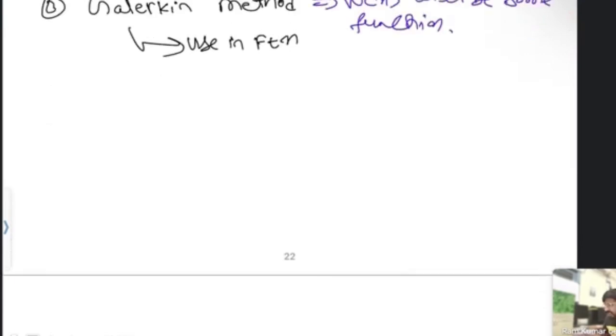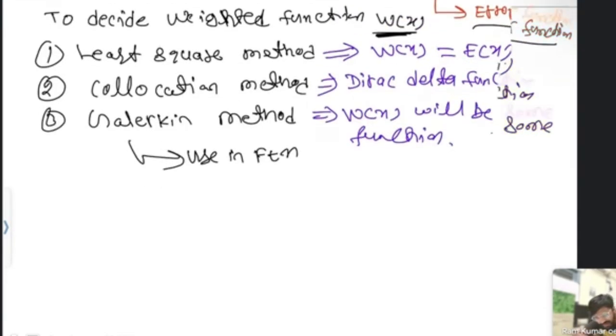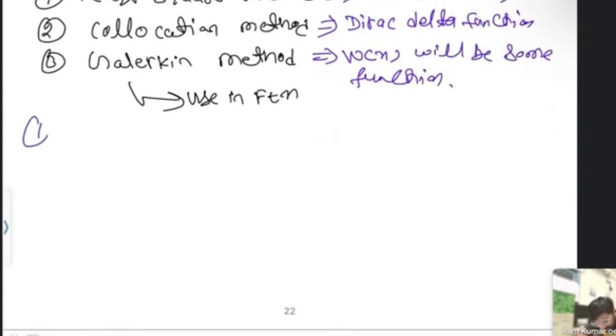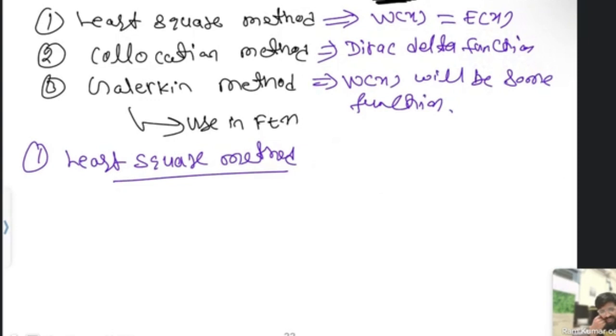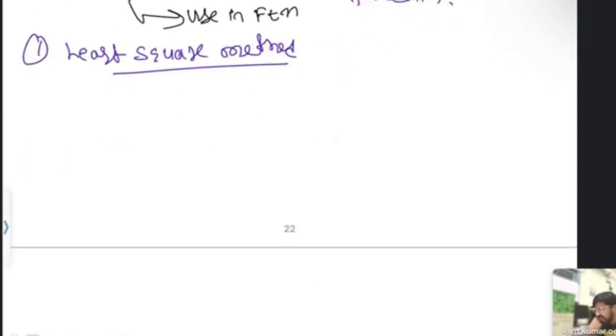Okay, that's fine. So now, as I told you, first I will go through the least square method. In the least square method, whatever error function we assume, that will be the weight function. That we have to remember.